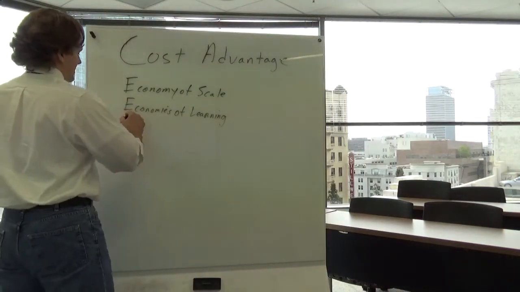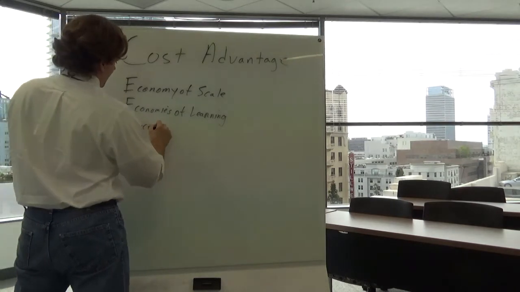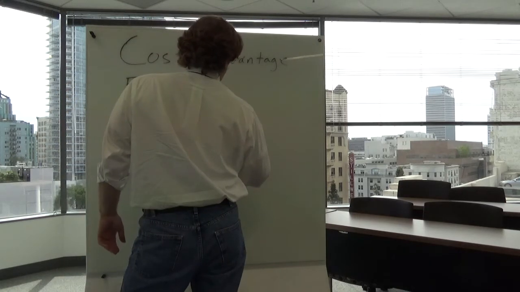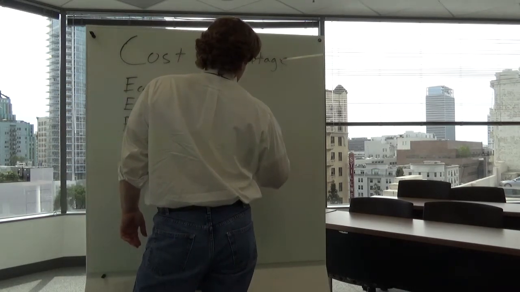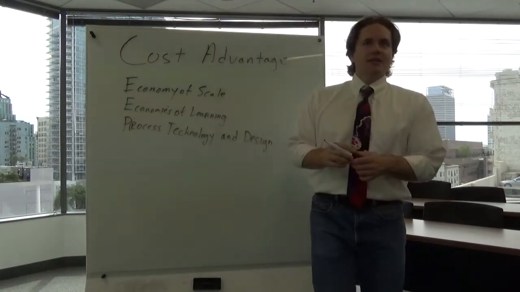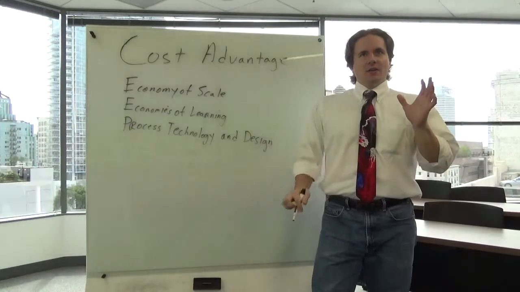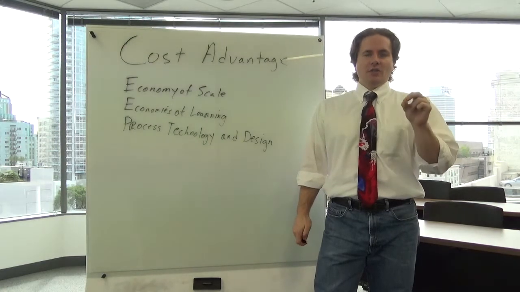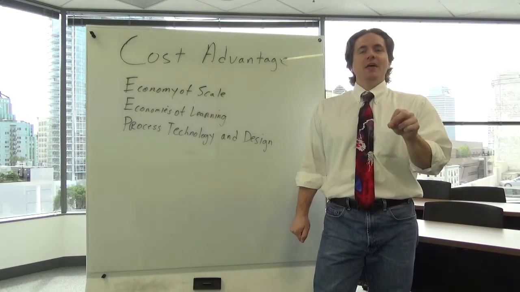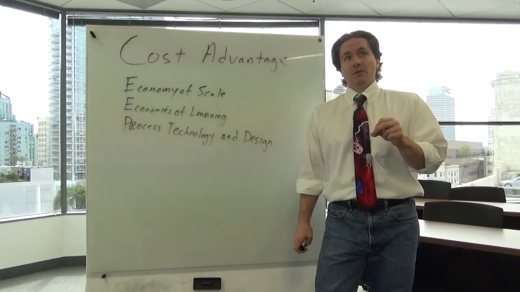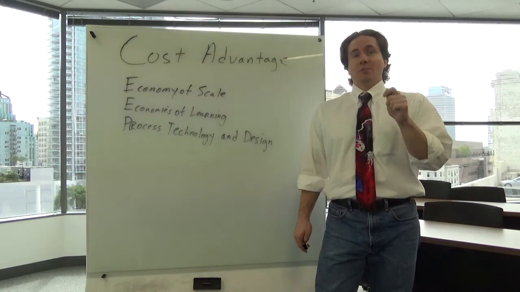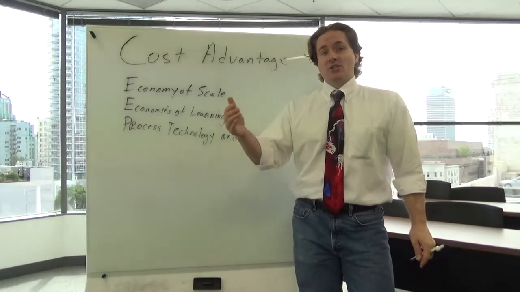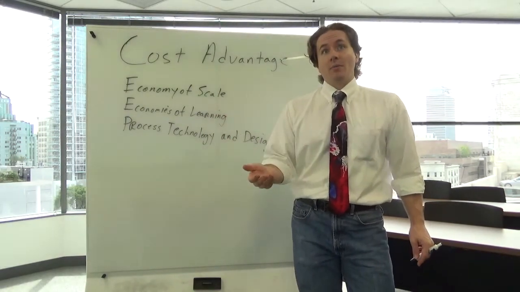You also have process technology and design. Process technology and design basically means that if process innovation is embodied in the new capital equipment that you buy as a firm, then that diffusion will be rapid. Okay? So if your source of cost advantage is linked directly to your ability to buy a certain piece of equipment, then you can guarantee your competitors will buy that equipment too.